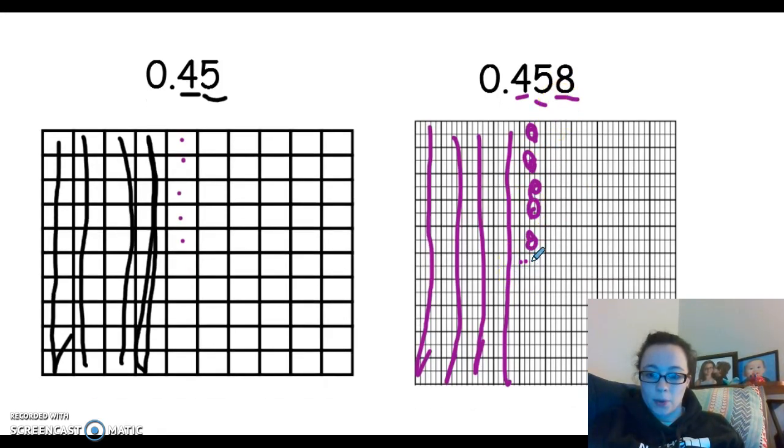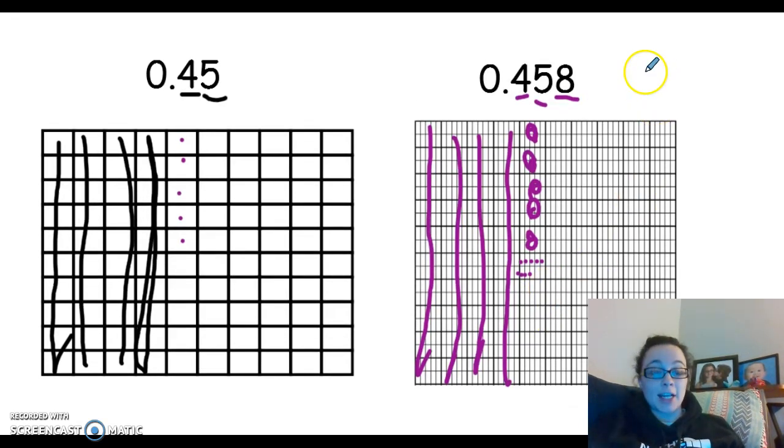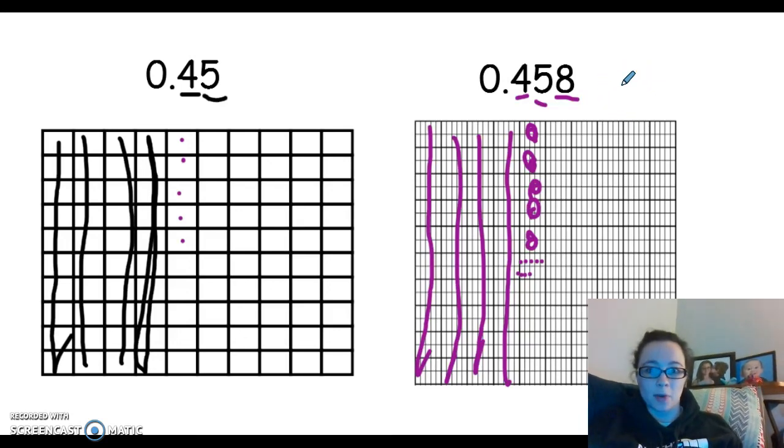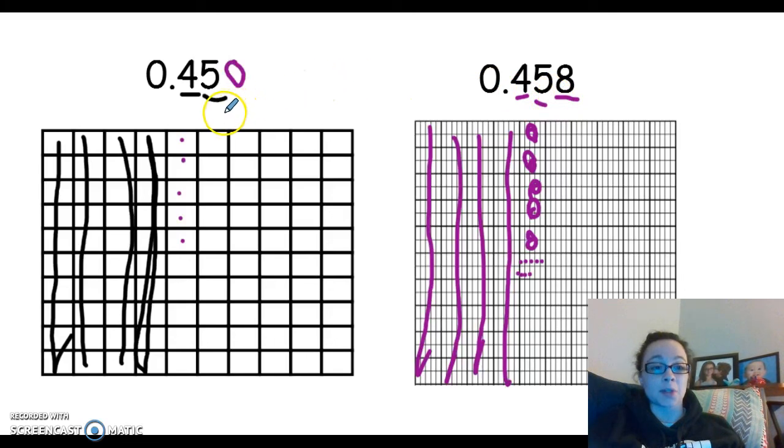1, 2, 3, 4, 5, 6, 7, 8. Your place value is easy to take a look at in our grids, and grids can help us see the size of our pieces and understand the meaning of our decimals. In this case, our decimal to the right is slightly larger than our decimal to the left. Understanding place value when working with decimals, whether we're comparing, ordering, or adding, subtracting, multiplying, and dividing, is incredibly important.